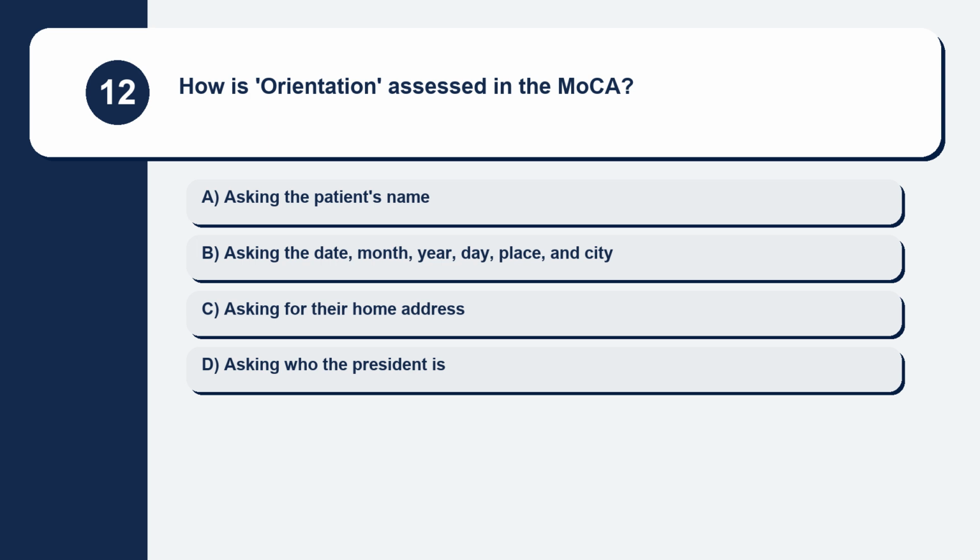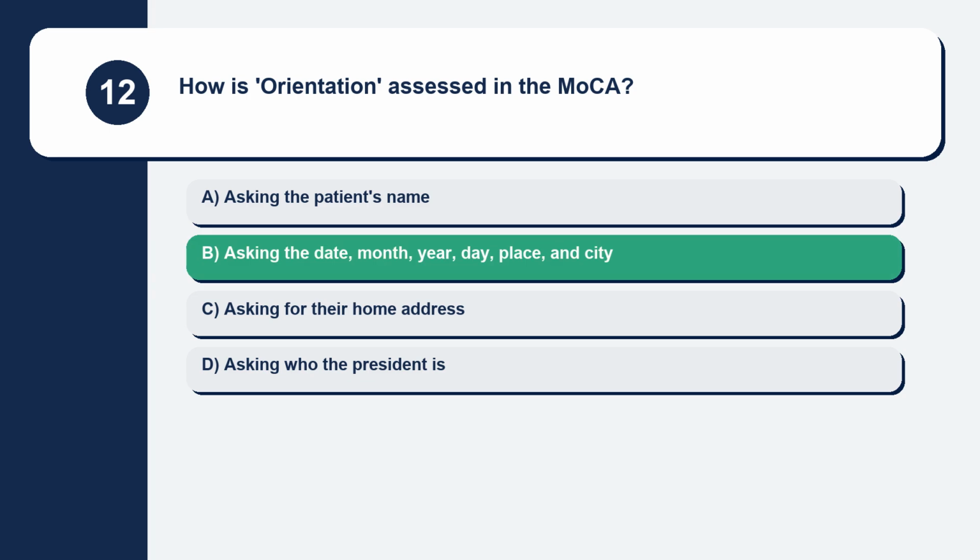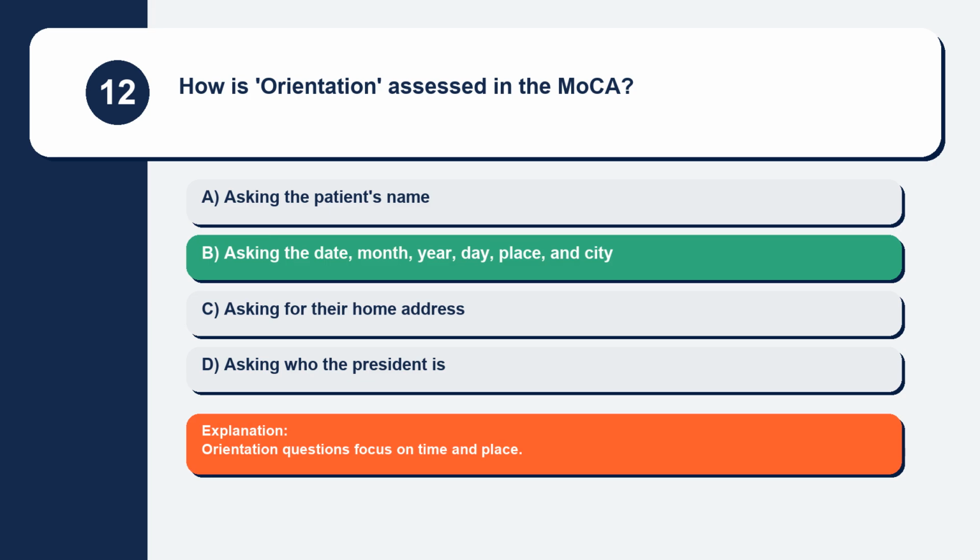Question 12. How is orientation assessed in the MoCA? Asking the patient's name. Asking the date, month, year, day, place, and city. Asking for their home address. Asking who the president is. Orientation questions focus on time and place.